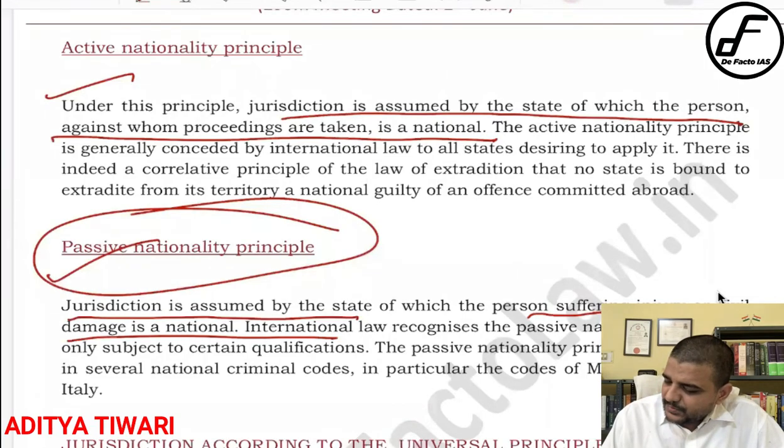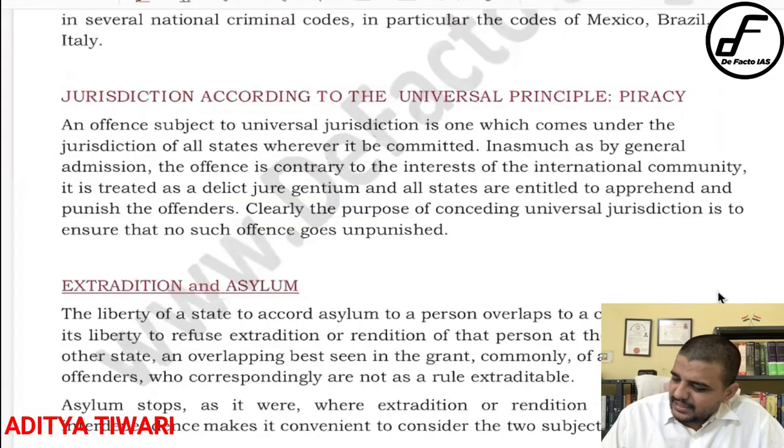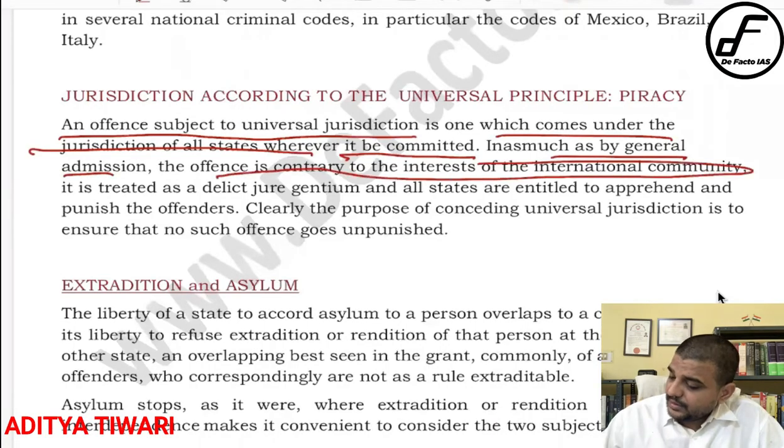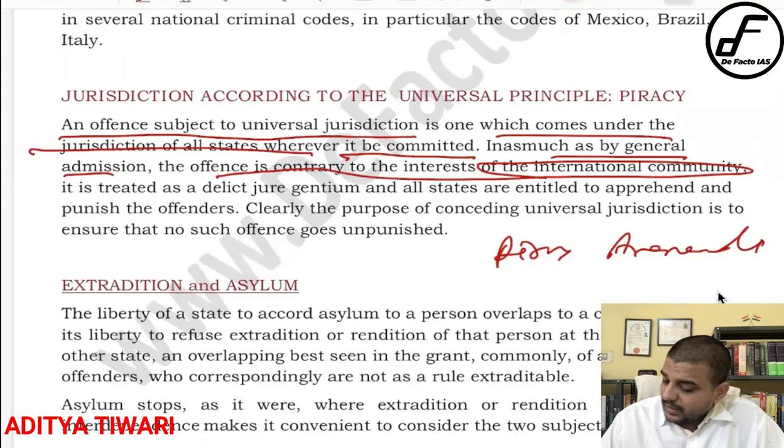Similarly, with respect to piracy, I have talked about it, right? The principle basically says that an offense subject to universal jurisdiction is one which comes under the jurisdiction of all states, wherever it is committed. In general admission, the offense is contrary to the interest of the international community. Okay, right? We also call it hostis humani generis, a Latin phrase meaning enemy of everyone. Keep that in mind. Okay.